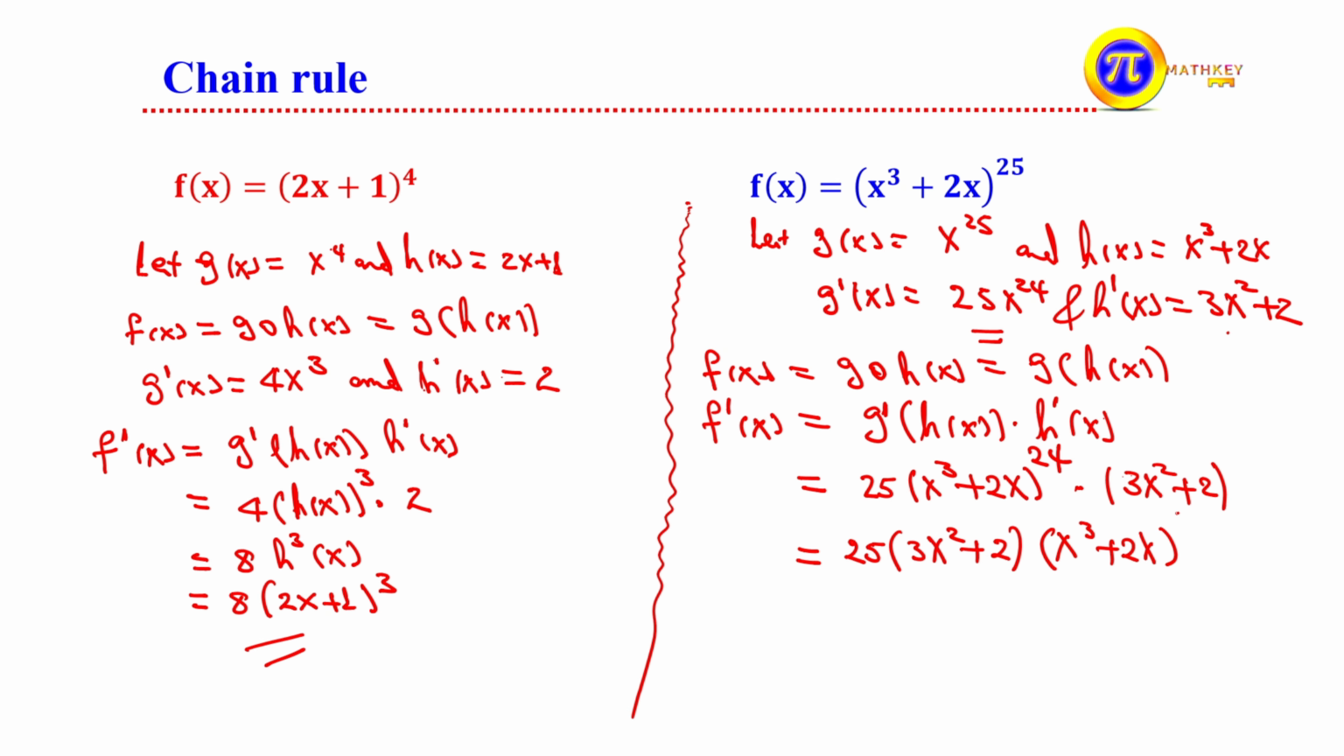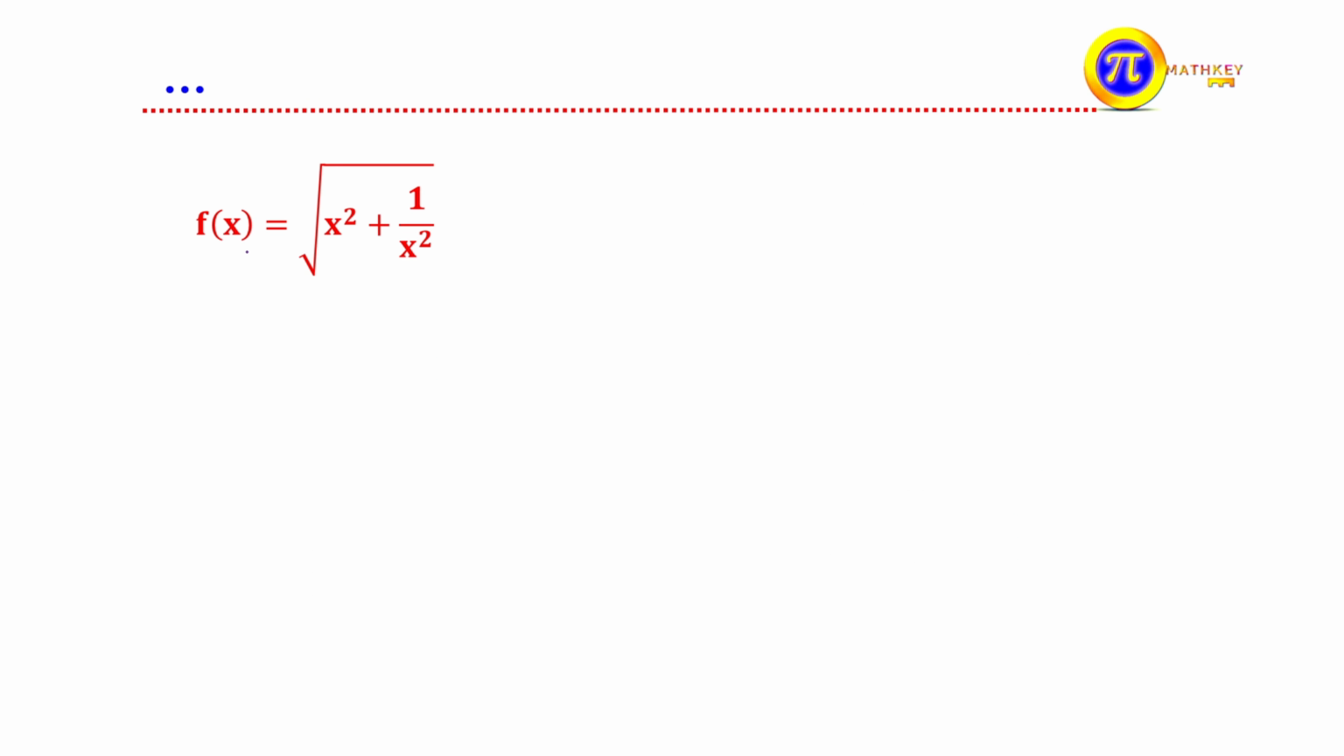In that way, using chain rule you can find derivatives of different composition functions. Let us continue to the next one. It says f of x is equal to the square root of x squared plus 1 over x squared.